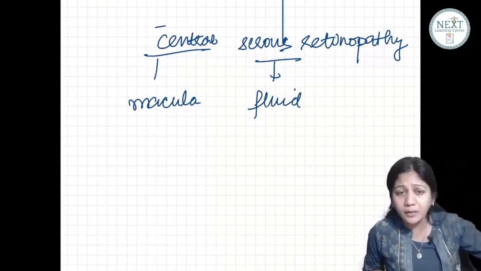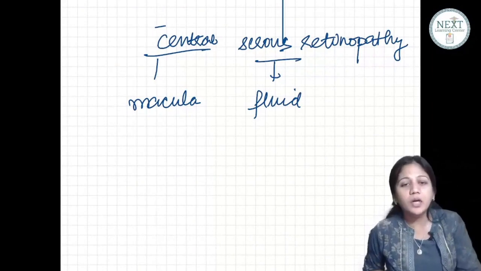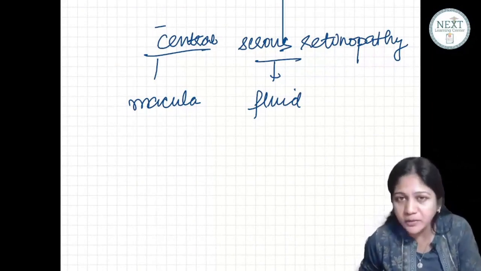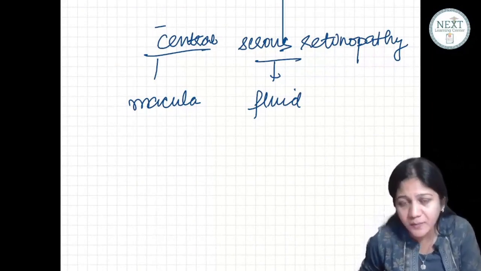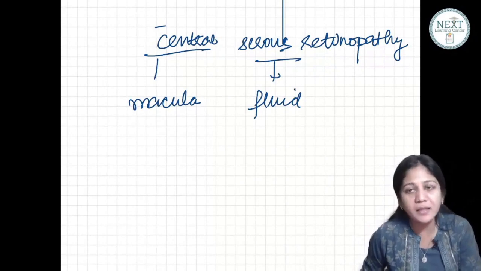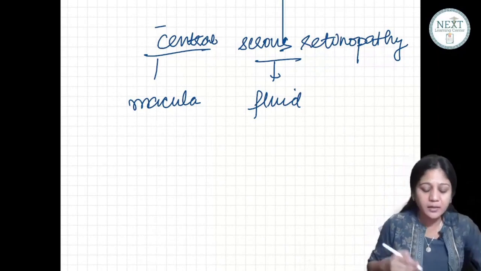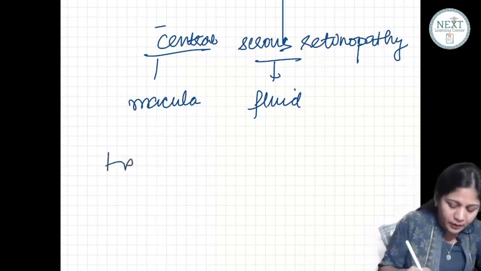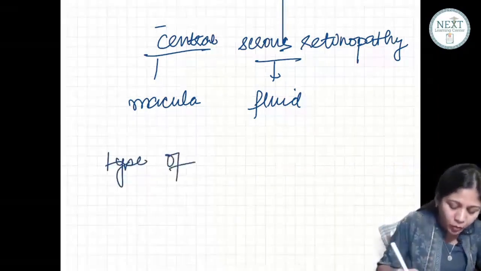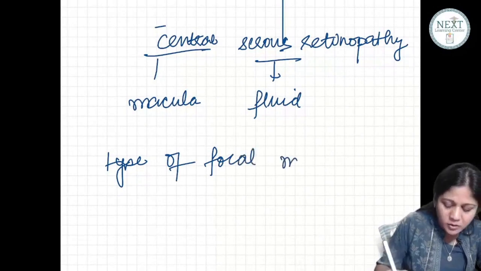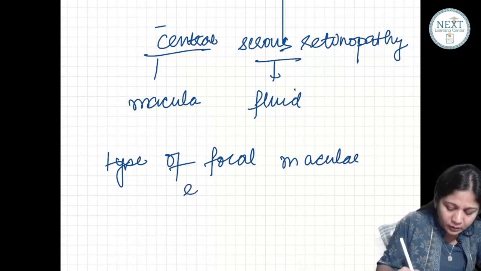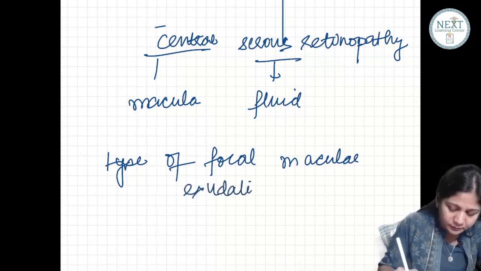And what do you understand by the word fluid accumulation? Where does fluid accumulation happen? In retinal detachment. And if you go back and scroll your pages up, you will find that CSR is a type of focal macular detachment. It is a type of focal macular exudative detachment.